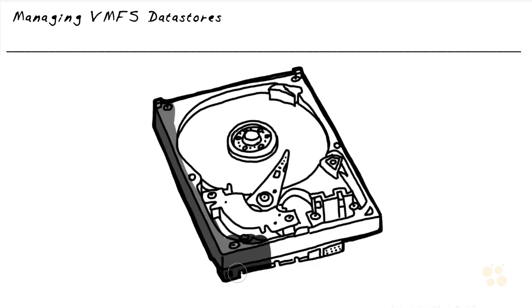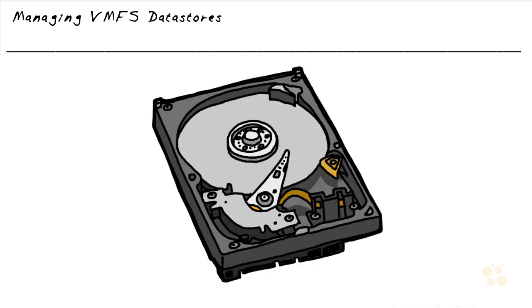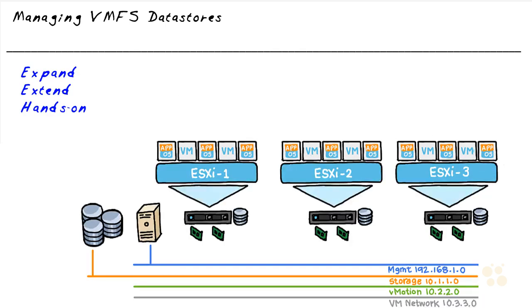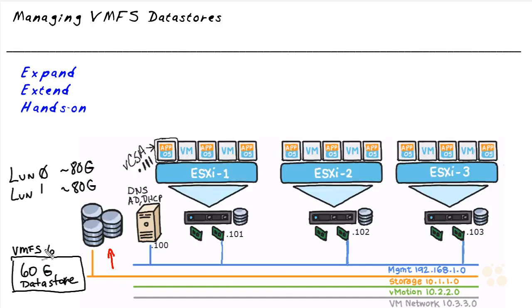It's a good thing that storage, as time goes on, gets less and less expensive because we continue to use more and more of it. In our previous nugget, we used an iSCSI target and the LUNs there to create a 60 gig data store using VMFS 6. And because each of the ESXi hosts has a host bus adapter and has connectivity to it, they can all use and share that network-based storage.